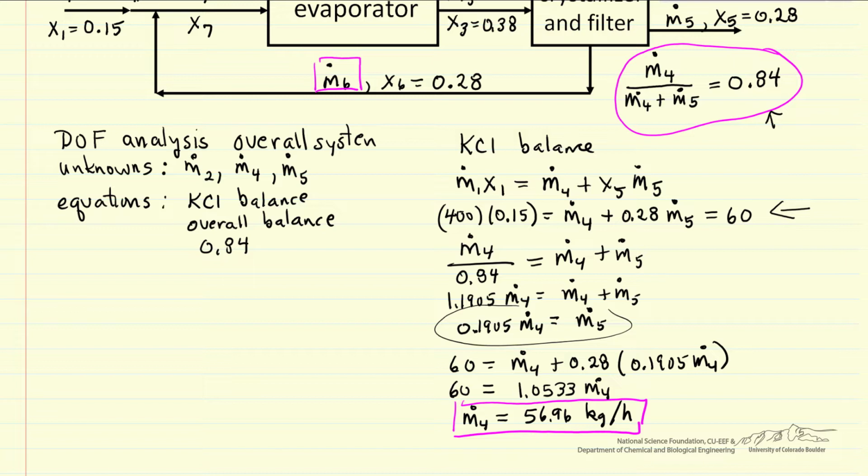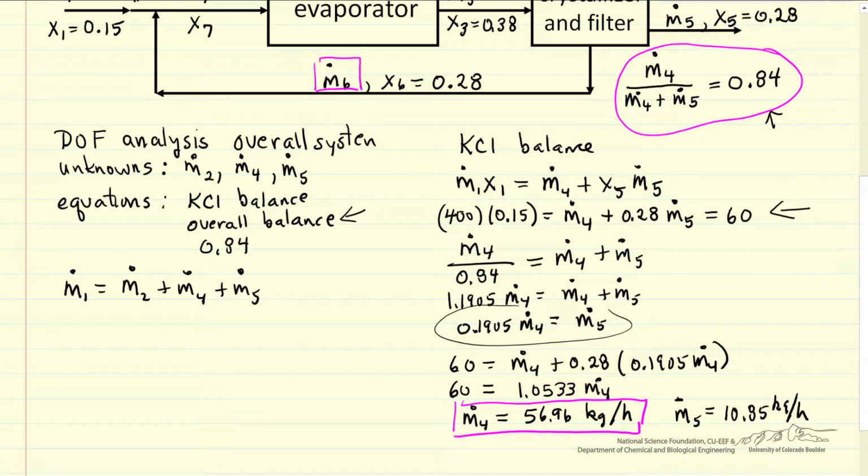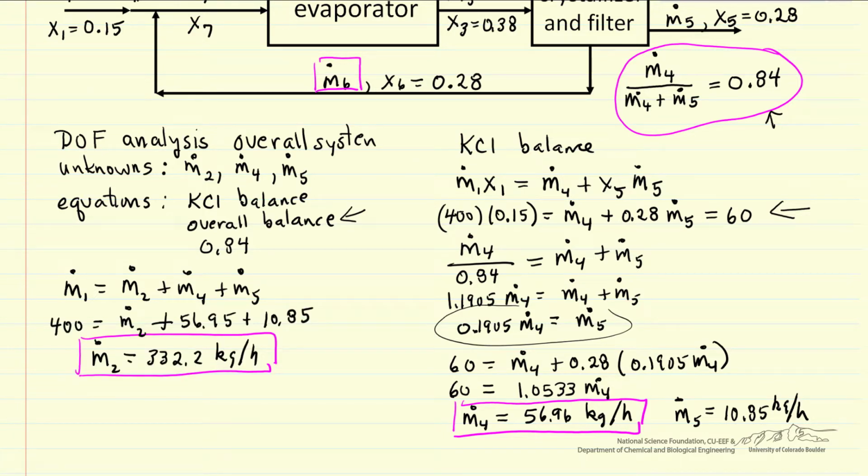I can also solve for M5 dot since I know M4 dot. So I'm going to write that down, that M5 dot, and we're going to need this to do the subsequent calculations, 10.85 kilograms per hour. Well, now I can go back and do my overall balance on the system, and that's M1 dot equals three streams that are leaving, M2 dot, M4 dot, M5 dot. Only unknown is M2 dot, and so then I calculate M2 dot.